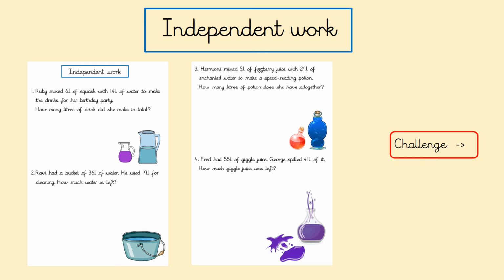And for your independent work today, I've given you 4 word problems. So there are some addition ones and some subtraction ones. When you underline the key words, that will help you figure out whether you're going to do adding or subtracting. If you're not printing this out, that's absolutely fine. Instead of underlining the important words, I'd like you to write out the important words, because that will help you figure out what method you're going to choose.